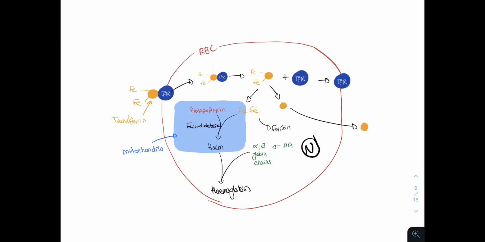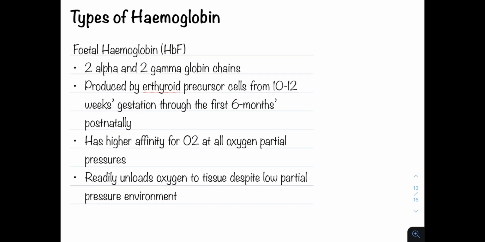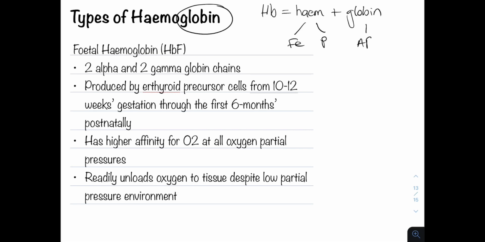And gradually through the process of hematopoiesis and erythropoiesis, the red blood cells lose their nuclei as well as other organelles and become packed full of hemoglobin. Let us now discuss the different types of hemoglobin. The variability is within the globin chains. Remember, we said that hemoglobin, Hb, is composed of heme plus globin. And the heme component is composed of iron, so Fe, and protoporphyrin rings, whereas the globin component is composed of amino acid polypeptide chains. So here again, the variability of the amino acid polypeptide chains is what determines which type of hemoglobin we have.